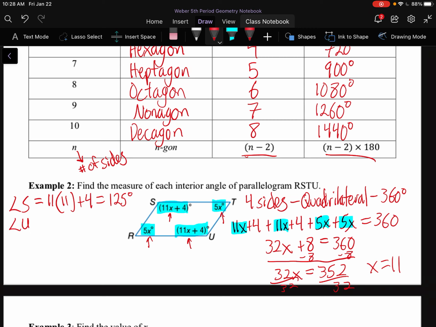Since I know that angle U is the same exact formula, 11x plus 4, as angle S, then I know that angle U will also be 125 degrees. Next, I have angle T. I know angle T is 5 times x, but now I know x is 11, so I can plug that in and simplify, so I get 55 degrees. And I also know that angle R is the same as angle T, so angle R will also be 55 degrees.